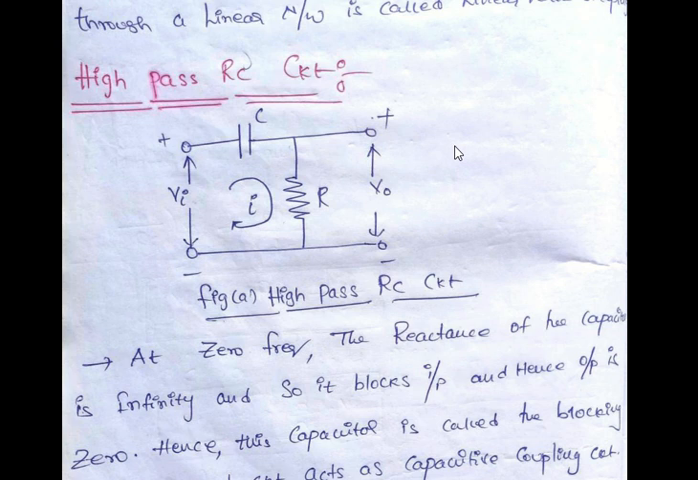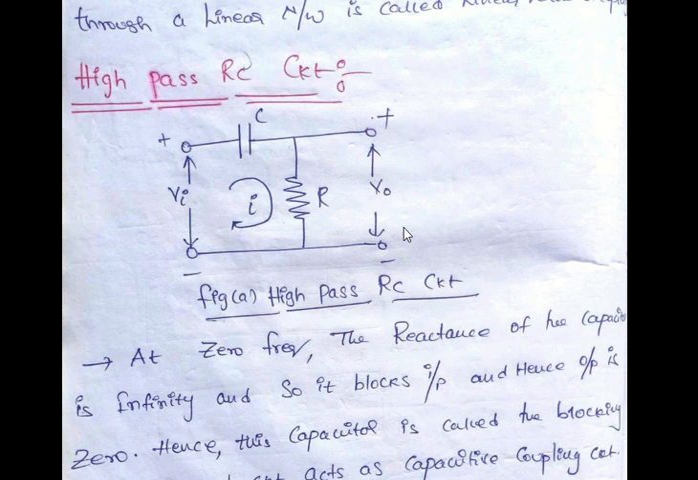Now, coming to the first case, when the input signal frequency is 0, we already know the reactance of the capacitor, that is Xc equals 1 by 2 pi fC. That means when the input signal frequency is 0, the capacitor offers infinite reactance. For infinite reactance, the capacitor acts as an open circuit.